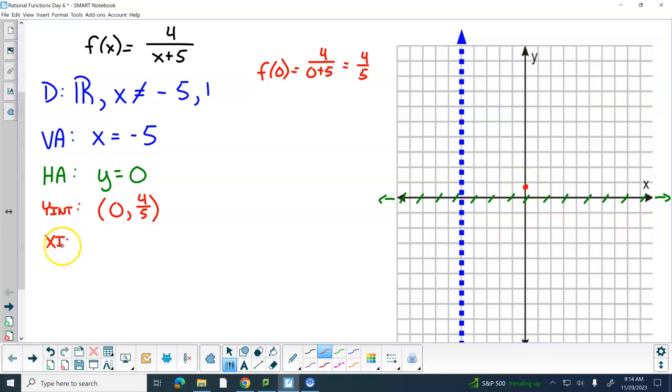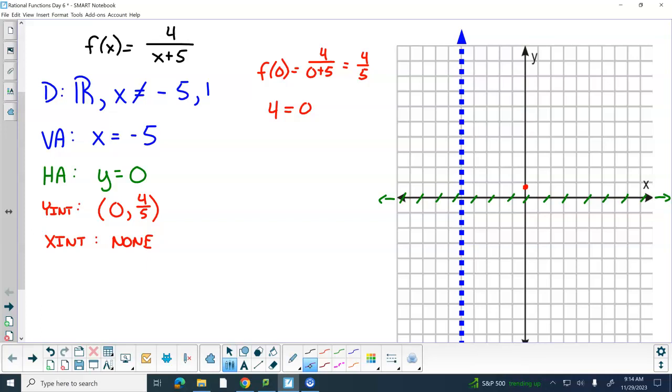X-intercept. None. Why none? Because 4 cannot equal 0. You have to set the top equal to 0, and that can't. With me so far? Okay. That was step number 4. Step number 5.